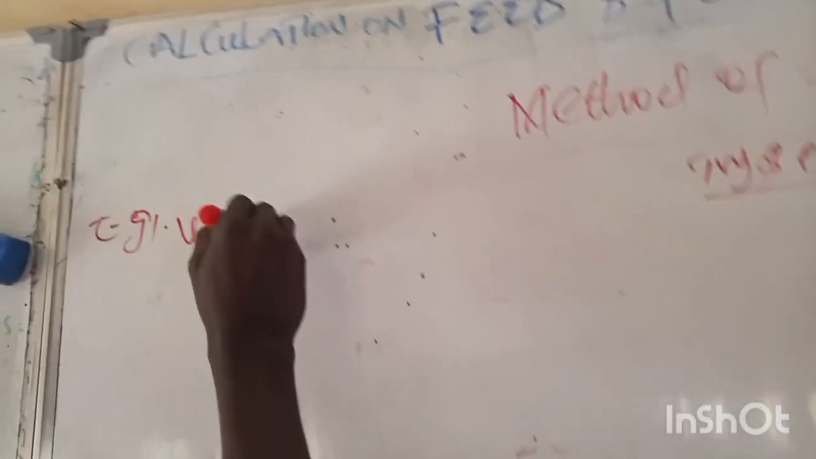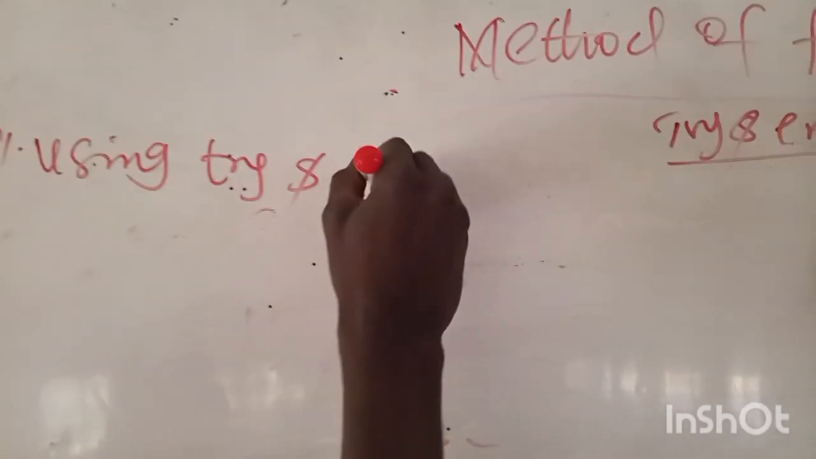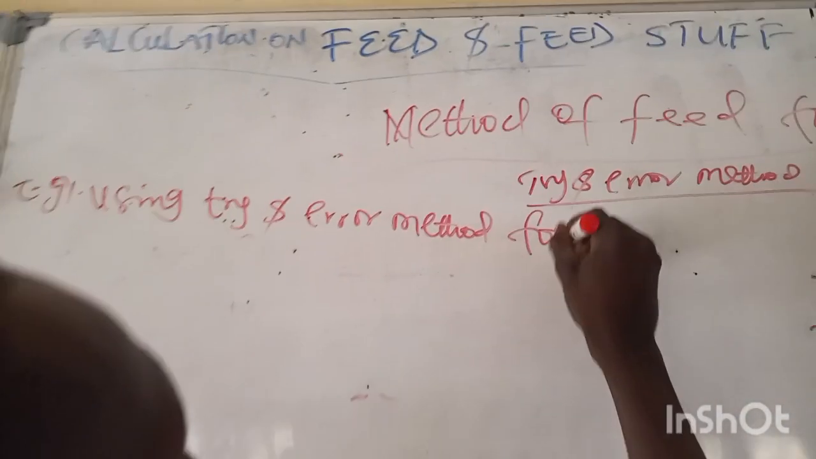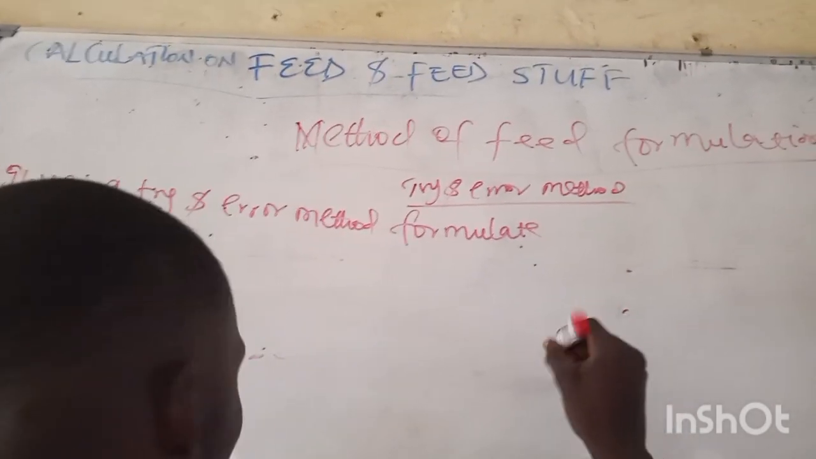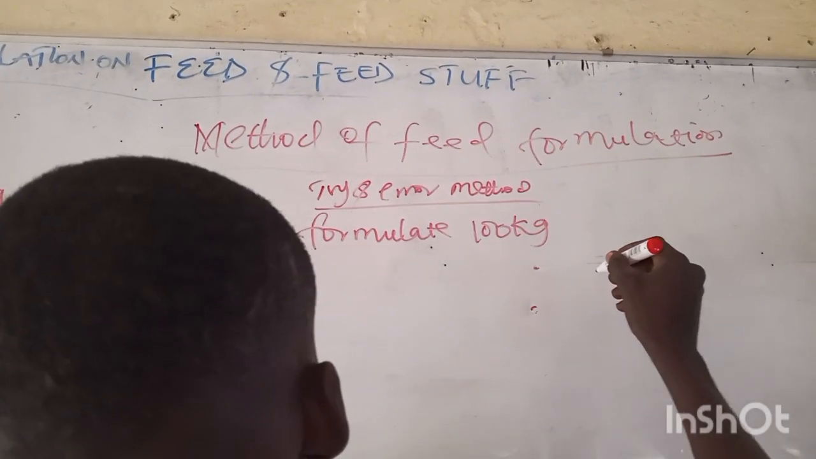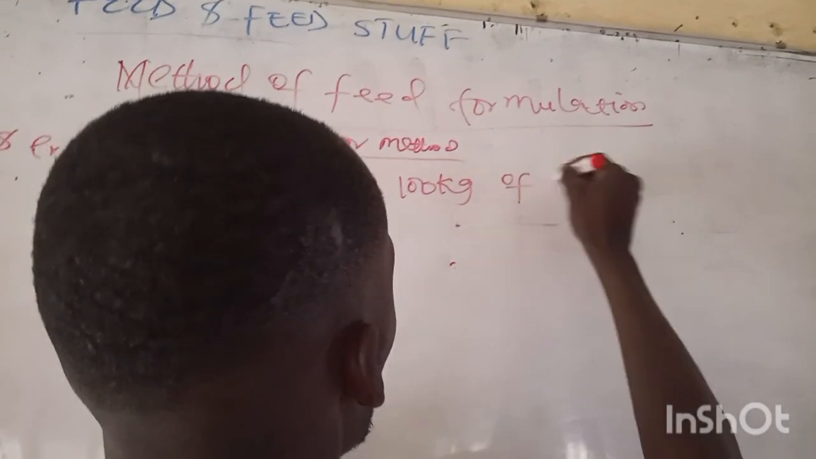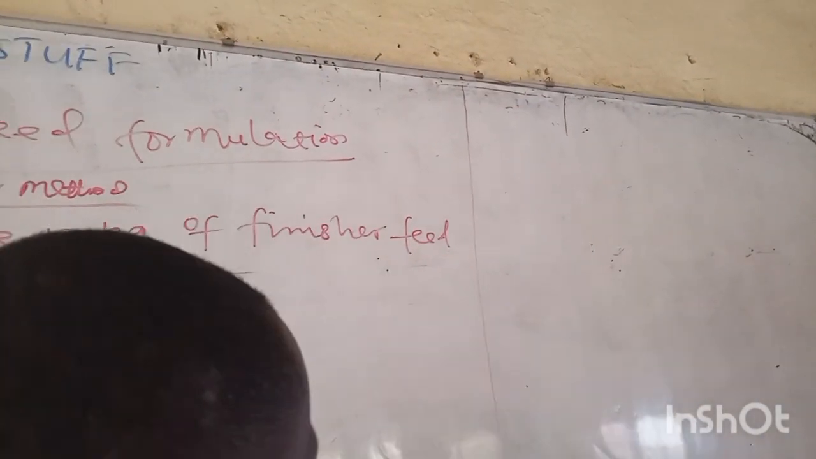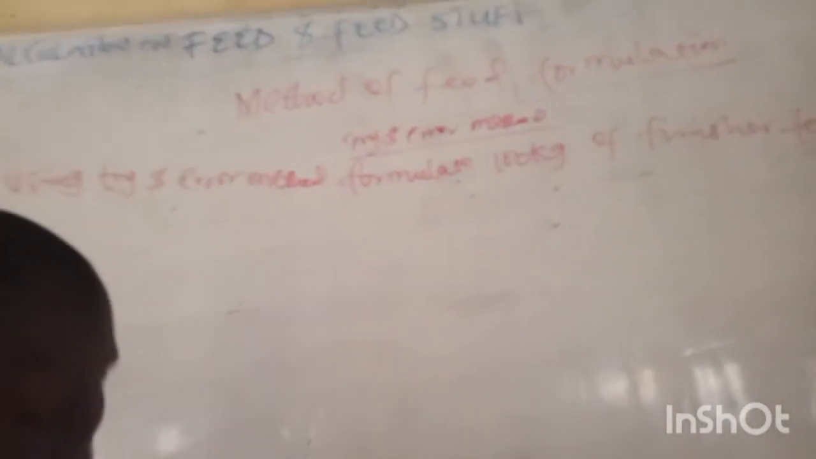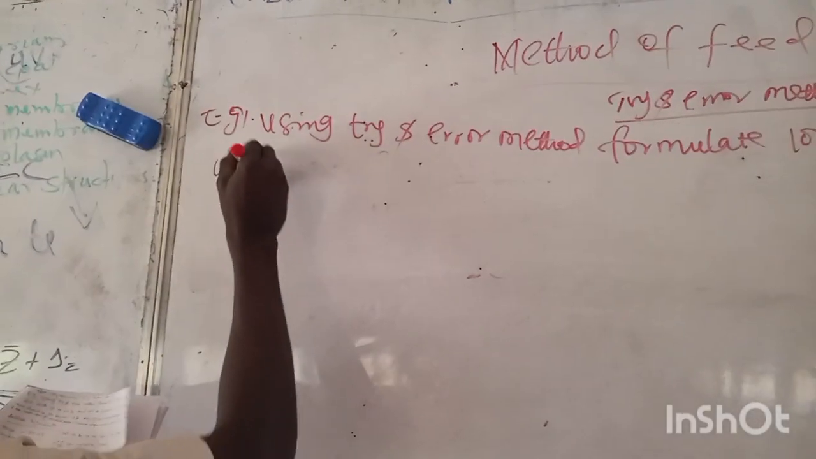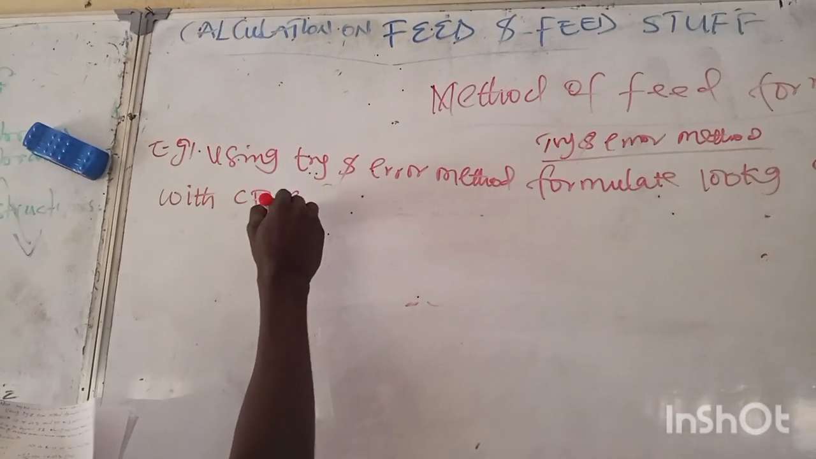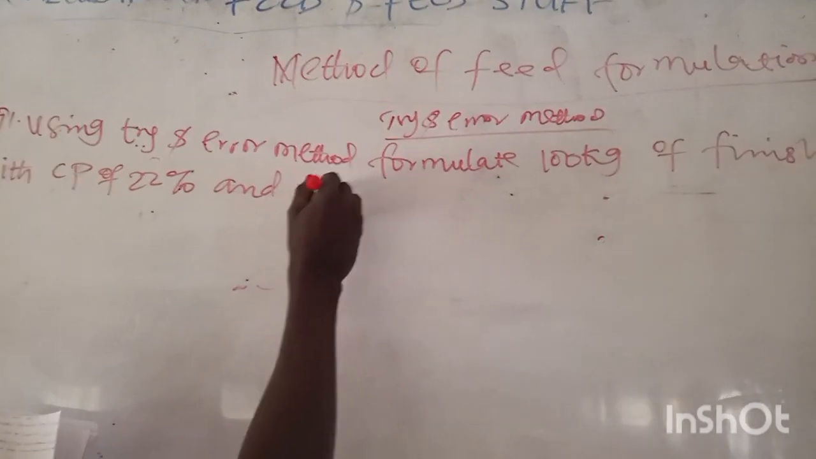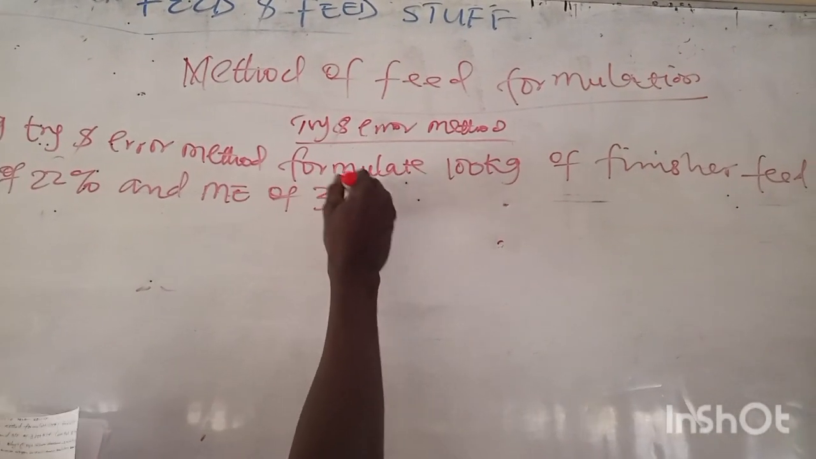Using trial and error method, formulate 100 kg of finisher feed with CP of 22% and ME of 3,000.